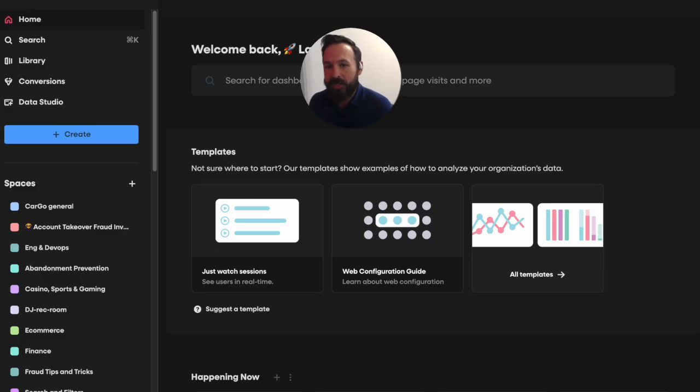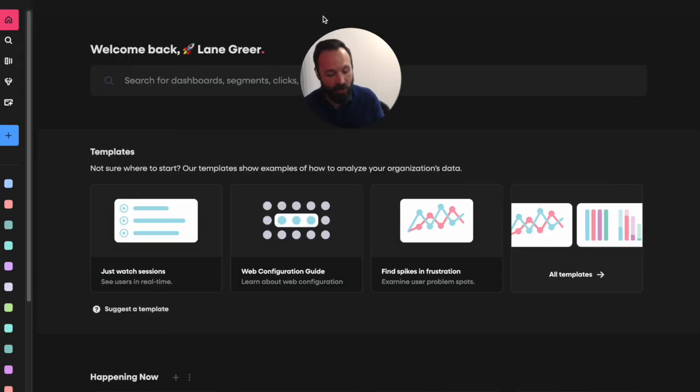See, I've been using Fullstory dark mode now for probably a couple of months. And truthfully, I'm not always in dark mode. Sometimes I like dark mode. If I'm in my office and it's a kind of dark room, I'll flip it into dark mode. It's a little easier on my eyes. Typically when I'm here at the office, I'm running in light mode.